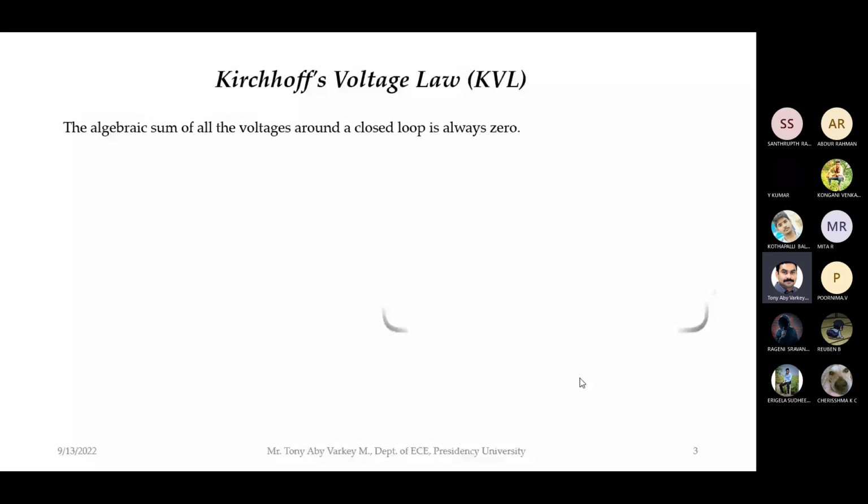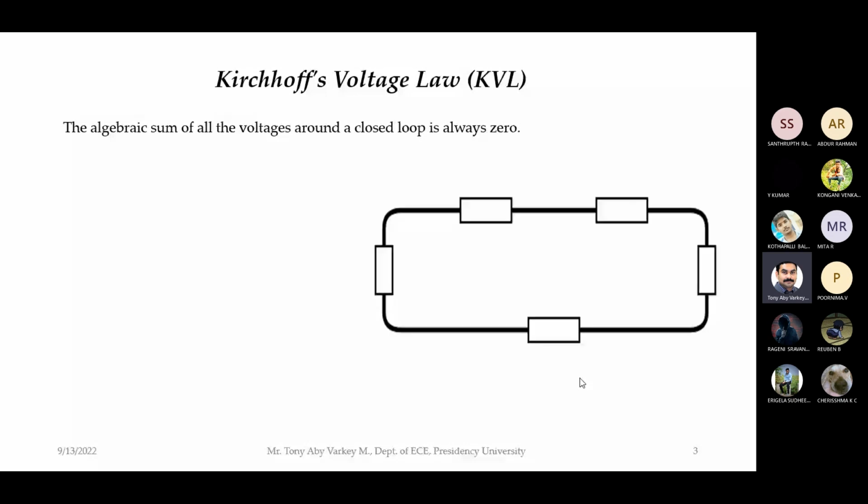So this is a closed loop, it is not open. That is why it is called a closed loop. There are 1, 2, 3, 4, 5 elements here. We don't know what those elements are, whether it is a resistor or anything. Some component is there, and the voltages developed across these elements are like this.